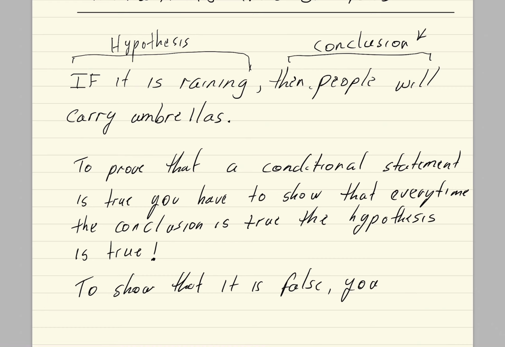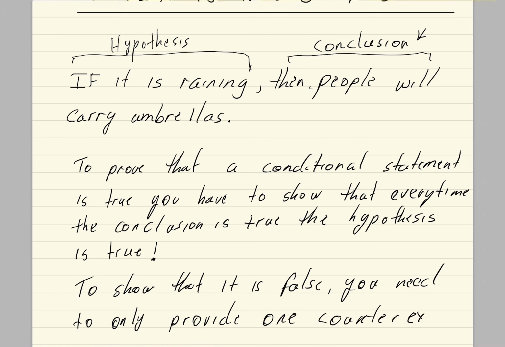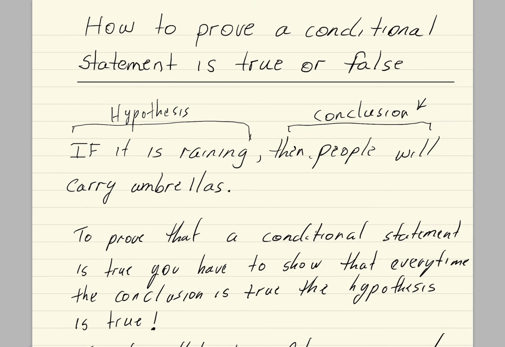You need to only provide one counterexample. So just basically one example. So in this case, we already found one counterexample. You do see people actually carrying umbrellas outside when it's sunny, for instance. That's one situation where, yes, the conclusion is true, but the hypothesis is false because it's not raining, it's actually sunny.